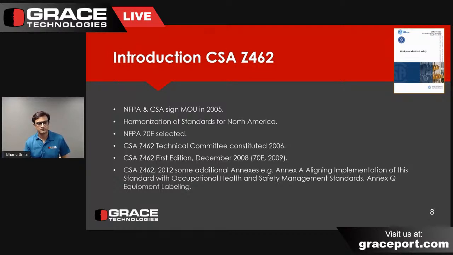So again, here are the MOUs and the harmonization, and again, they selected 70E, as I mentioned, and we constituted the technical committee and published it technically December 2008, but it says it's aligned with the 2009 edition. And then we started to evolve it, and we did diverge with some of the annexes originally. So the core articles and clauses we stayed aligned and harmonized, but in Canada we wanted some annexes, and they weren't accepted in 70E. We actually submitted them to be included in 70E, but the 70E technical committee rejected them.